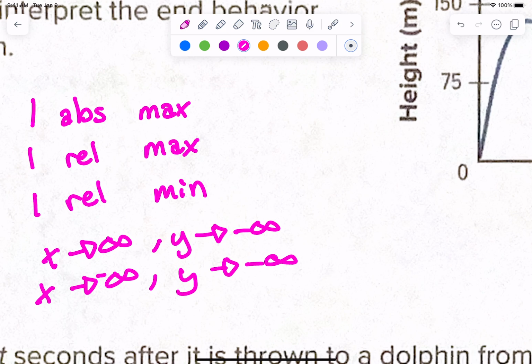Jace, that's not an absolute min. Is that absolutely the lowest point on the graph? No. Can you keep going down? Because it'll keep going down forever.